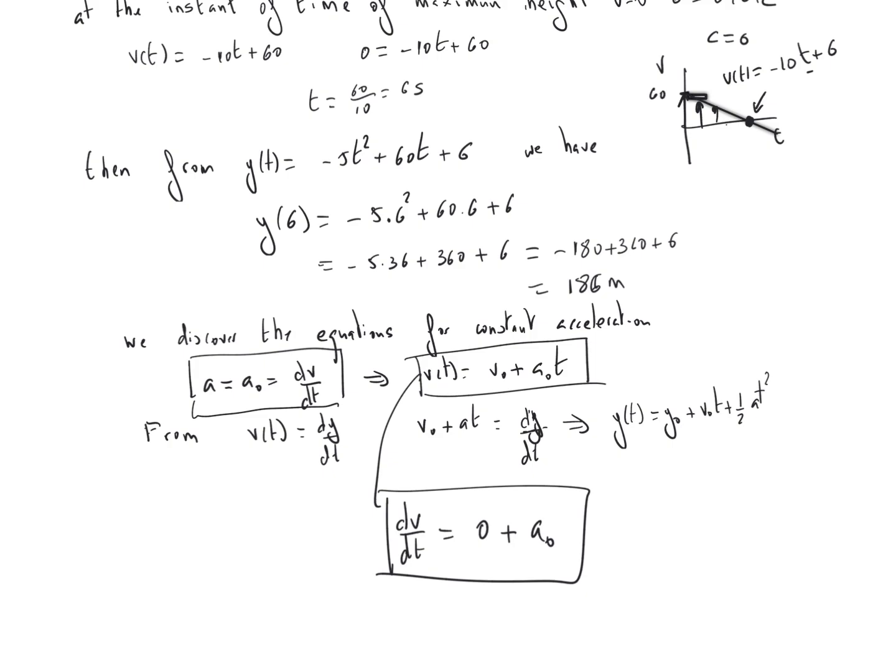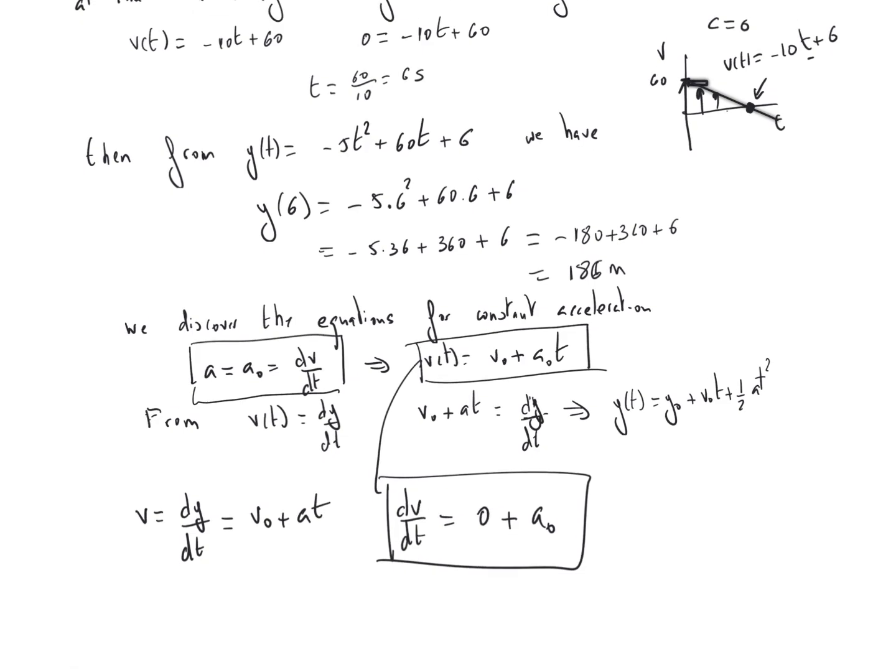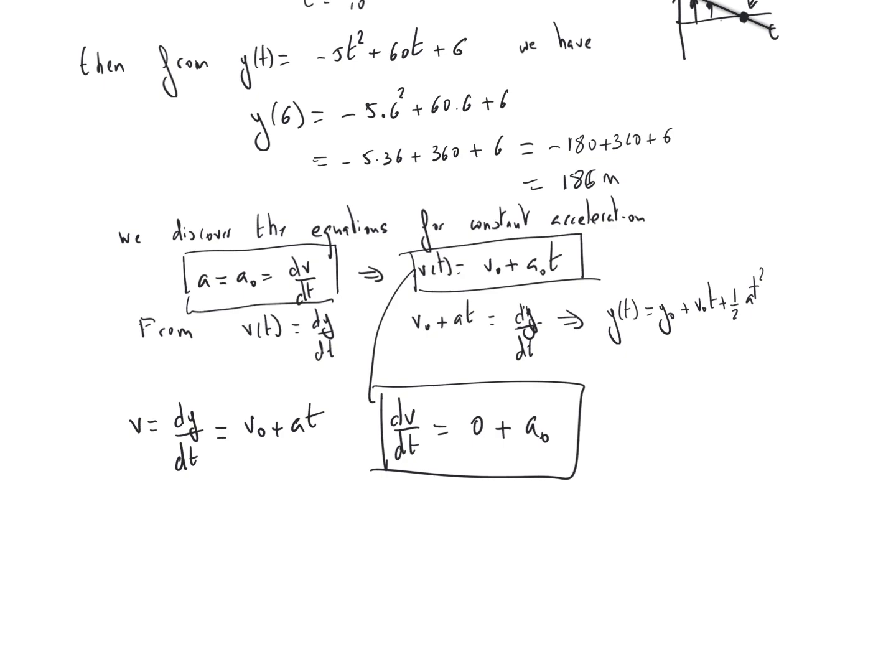And now I do it again, the same arguments. The velocity now is the derivative of y with respect to t. Now the velocity is v0 plus a times t, where a is minus 10. So what I'm going to find is, who is y of t?